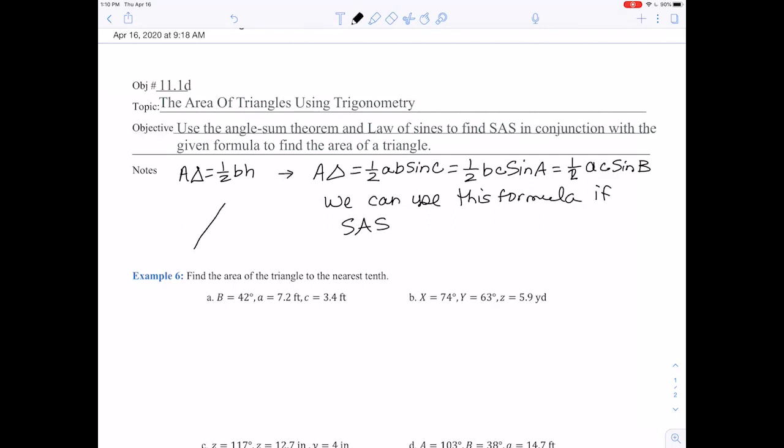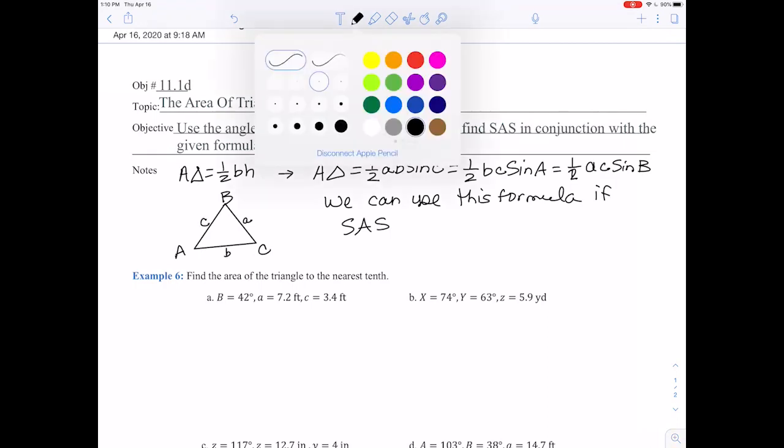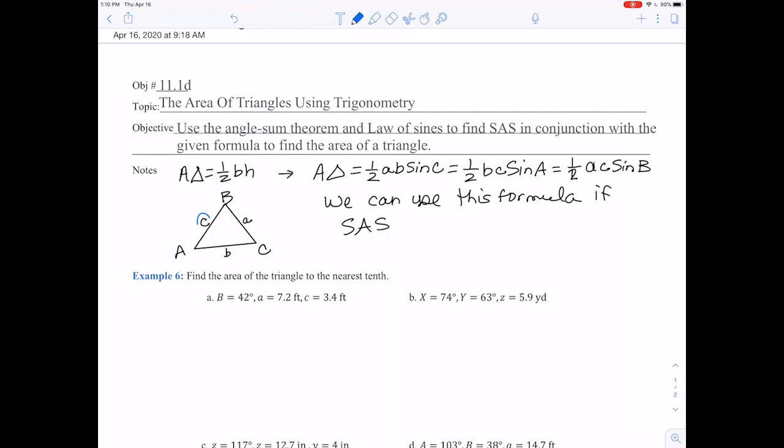So I'm going to draw a picture here of a triangle. This is triangle A, B, C. So here's side A, here's side B, and here's side C. If we have this information, like we have side angle side, then we can use this formula, and we would just choose in this situation the third formula, because we have side A and side C, and then we have the angle that's included between them, which is angle B, and that would be considered side angle side.